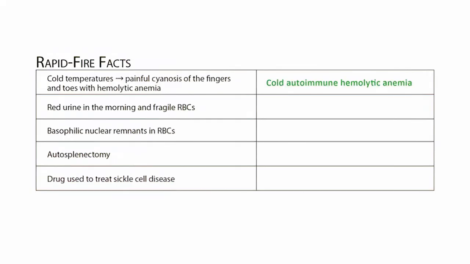That should make you think about cold autoimmune hemolytic anemia. Red urine in the morning and fragile red cells, that's paroxysmal nocturnal hemoglobinuria. Basophilic nuclear remnants in red cells, these are the Howell-Jolly bodies that you see in a patient without a functioning spleen. Autosplenectomy, you should associate that with sickle cell disease. That's where the patient autoinfarcts their spleen over several years.